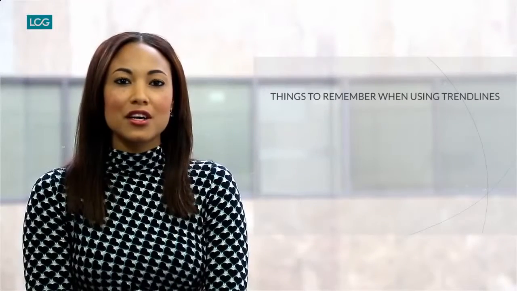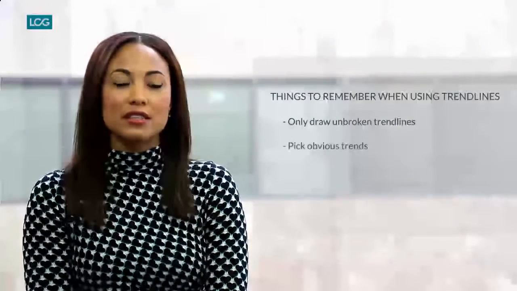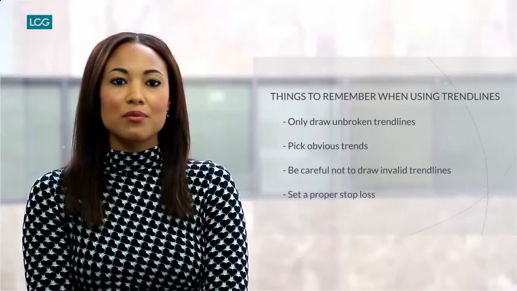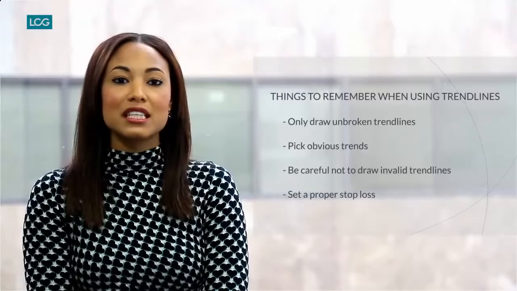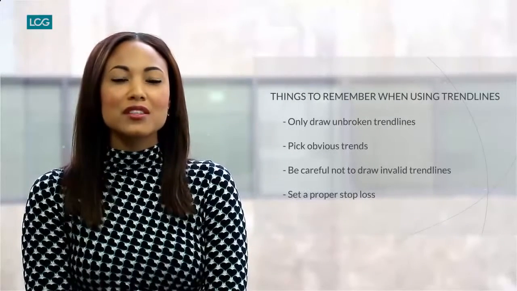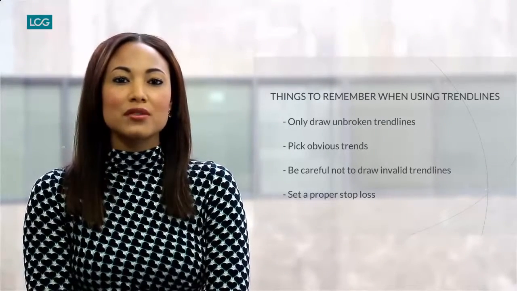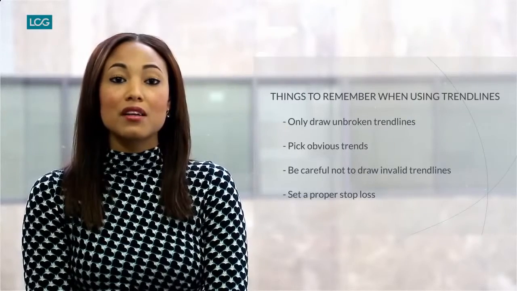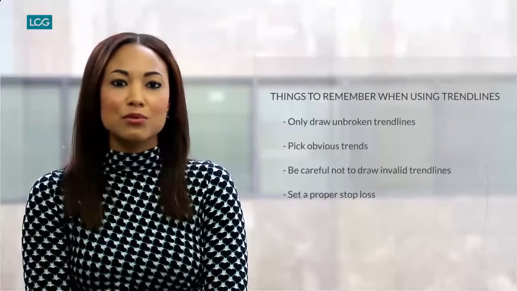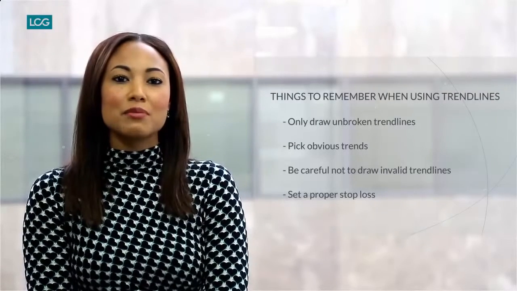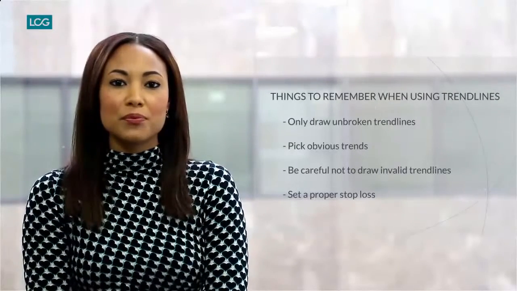A few things to remember when drawing and using trend lines are only draw unbroken trend lines. Don't draw a trend line where the prices broke through the line being drawn, as this does in fact invalidate the trend line. For a trend line to be valid, the two swing lows need to be connected together by a line unbroken by price, so it should not go through any candlestick bodies. Only then can it be used as a projection into the future.